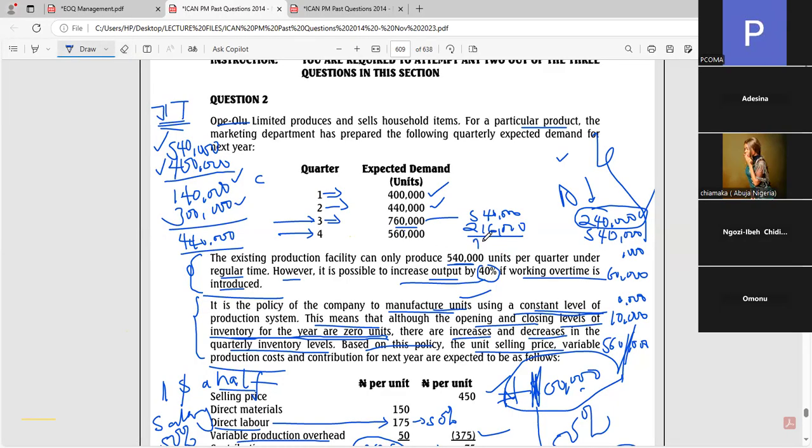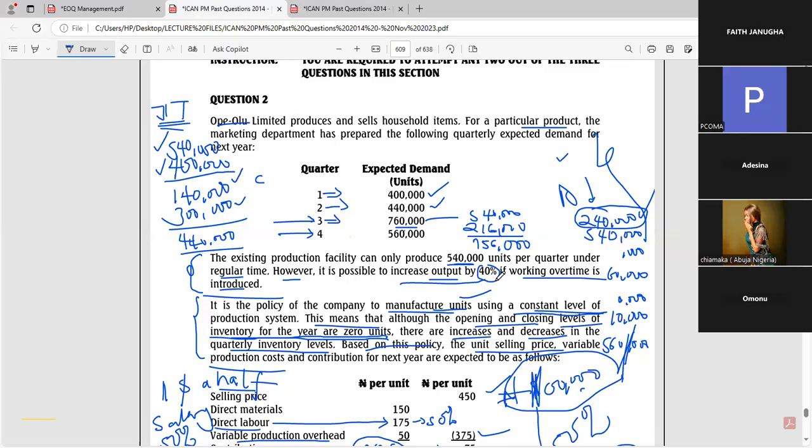All these things are simple. Now, you have stretched by 40%. You stretch your machine to increase your production, and you are only able to produce 756. You cannot meet up with 760. How many are you losing? 760 minus 756 is what? 4, Abi? It means that you are losing contribution on 4 units. Do you agree with me?